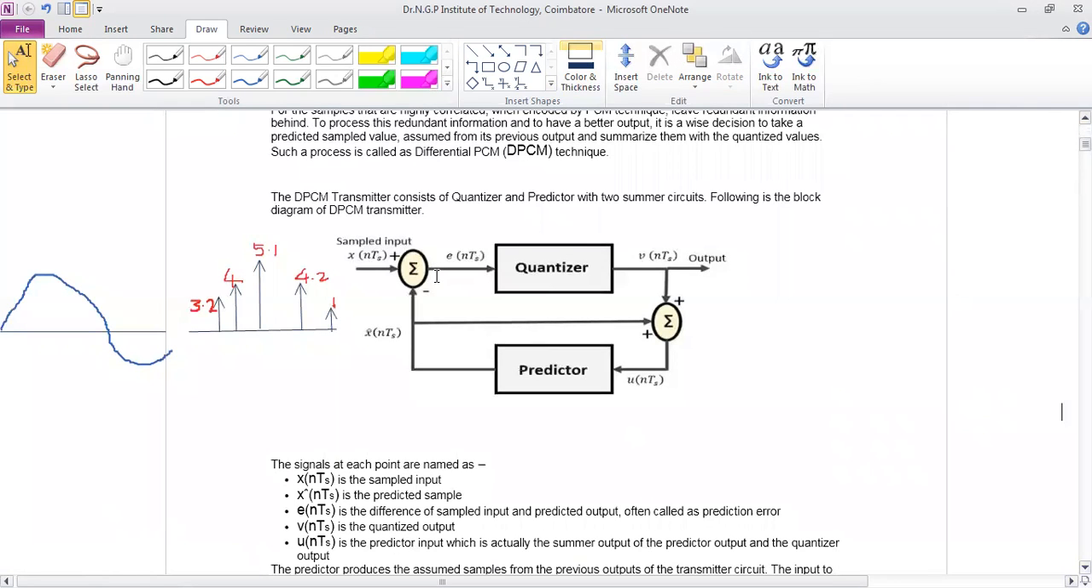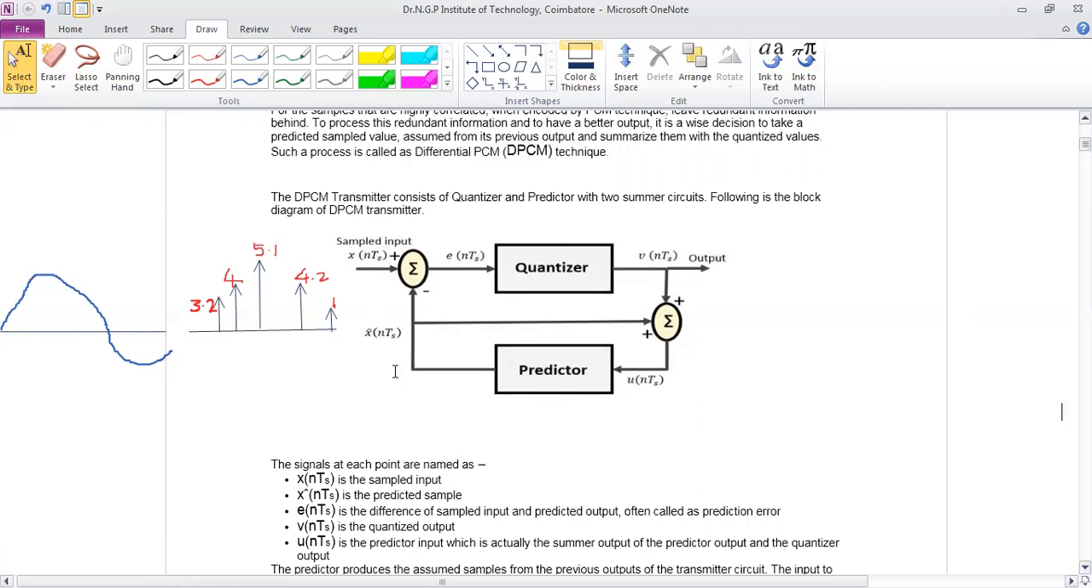The difference between the sampled input and the predicted input is called the error signal e of nTs. The output of the quantizer will be v of nTs. Here the predicted previous output is added with the present input of the quantizer, and this becomes the new input for the predictor. Every time the predictor is updated, that is u of nTs.